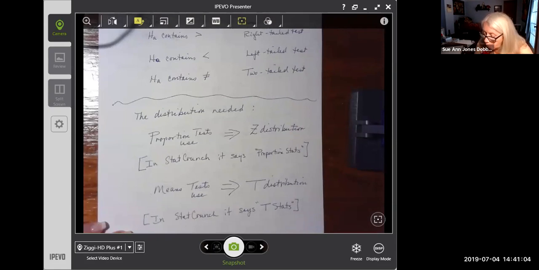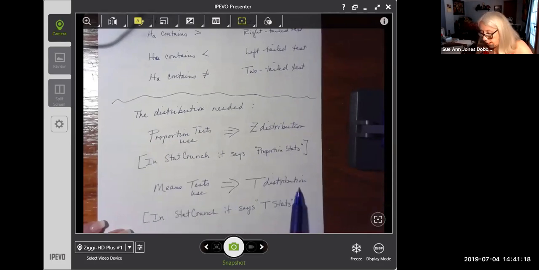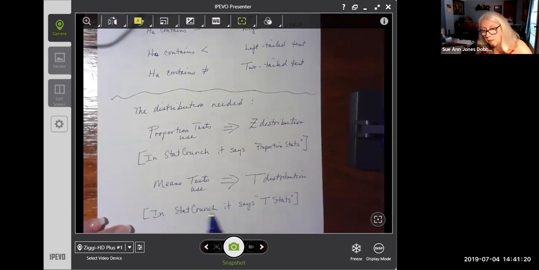So proportions tests use Z distributions, which means in StatCrunch you'll be looking for under Stat the thing that says Proportion Stats. And means tests will use a T distribution. And again, in StatCrunch, that means that under the Stat key, you're going to go to T Stats.